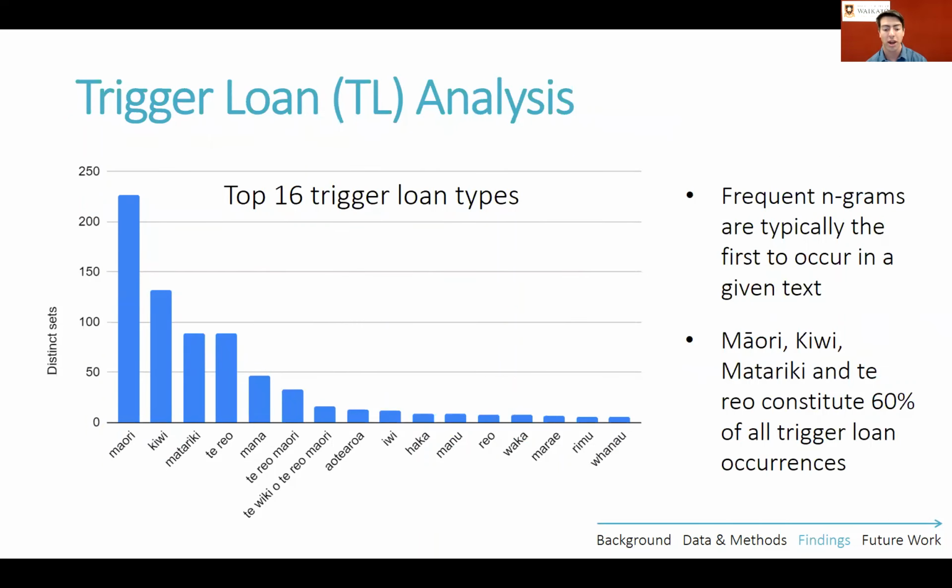So we've also done a preliminary analysis on the trigger loans, so the first loanword to occur in each text. So here are the top 16 trigger loan types. We find that frequent n-grams are typically the first to occur in a given text. The top 4 trigger loans, Māori, Kiwi, Matariki and Te Reo, actually constitute 60% of all trigger loan occurrences.